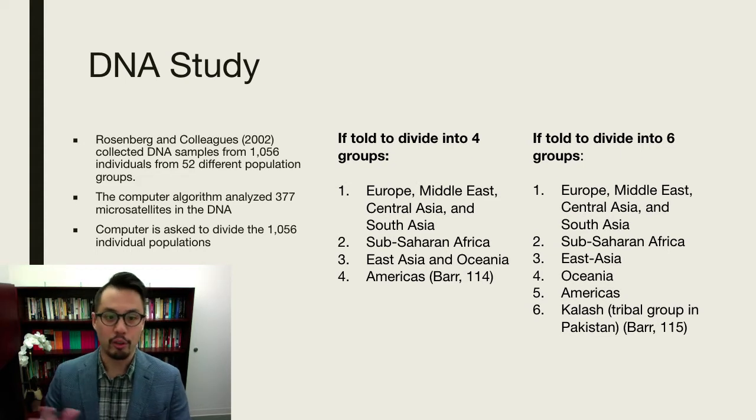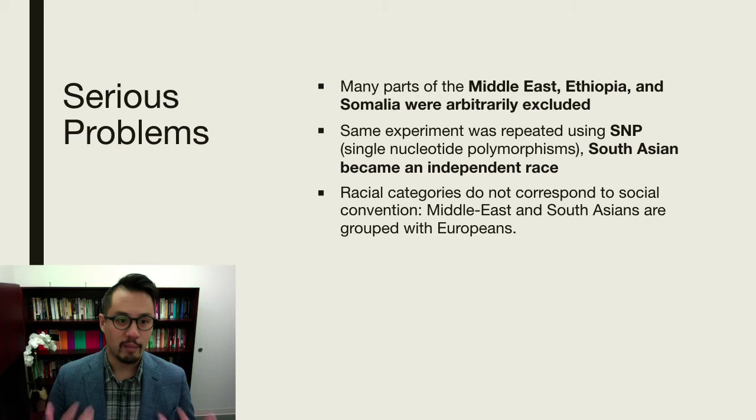But if you ask the computer to divide them into 6 groups, you get this, right? Number 1, Europe, Middle East, Central Asia, and South Asia, and then Sub-Saharan Africa, East Asia, and then Oceania is now a separate racial group, and then you have the Americas, and then another group called the Kalash, which is a tribal group in Pakistan. So you can see the results will vary depending on what you tell the computer to do. So scholars have pointed out many methodological problems with Rosenberg and colleagues' study, right?